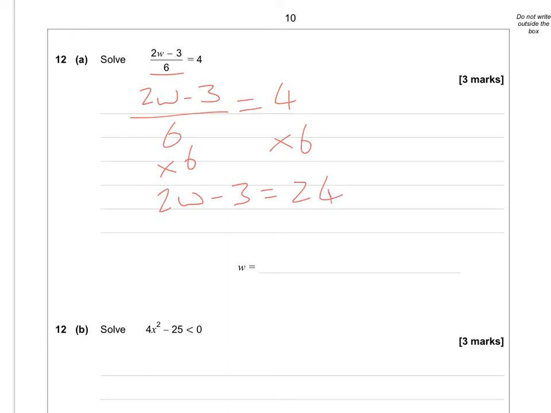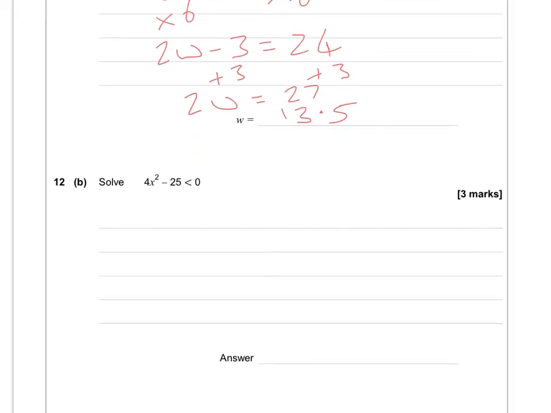From here, I now need to add 3 to both sides. So I get 2w equals 27. Now divide 27 by 2 to get w equals 13.5. Now don't be scared of getting a decimal answer here. It is quite common in the higher paper to get decimal or fraction answers.